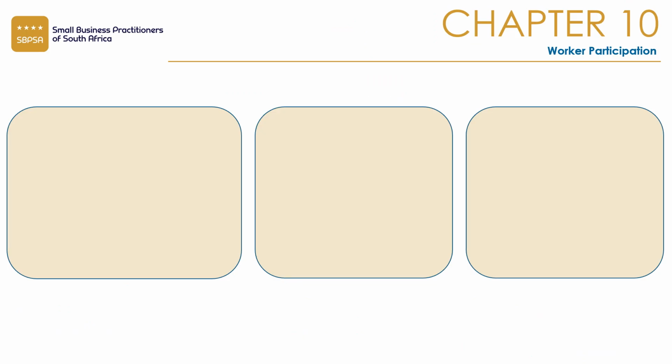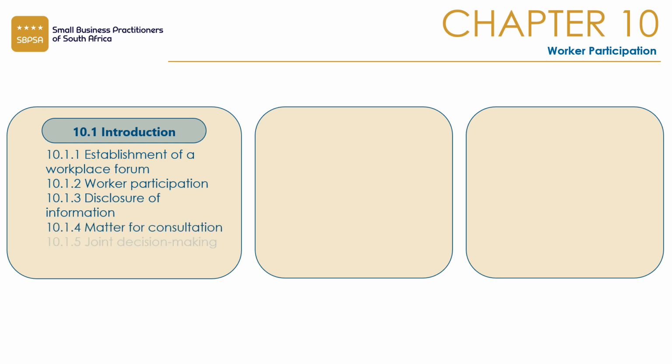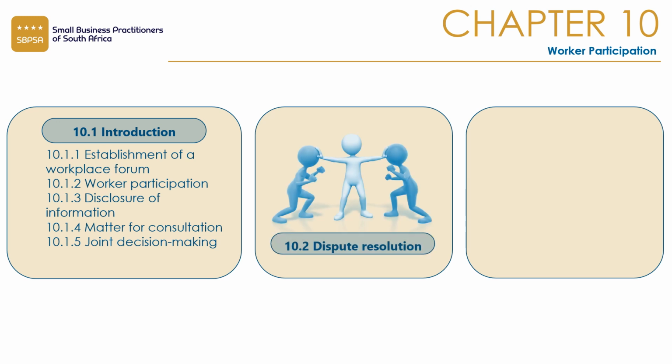Here we go to Chapter 10, which deals with worker participation. We started off by introducing you to the chapter by zooming into 1. Establishment of a workplace forum. 2. Worker participation. 3. Disclosure of information. 4. Matter for consultation. 5. Joint decision-making. This is followed by an exploration to dispute resolution within worker participation in the labor law.